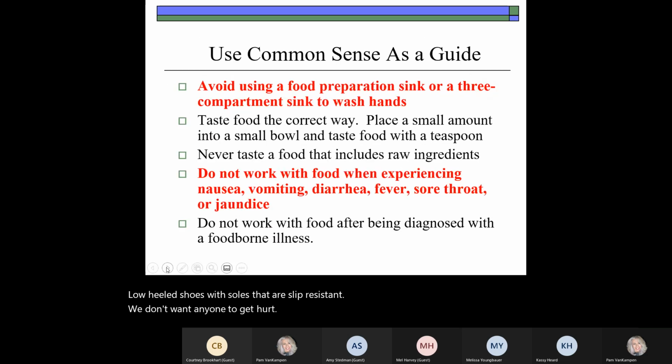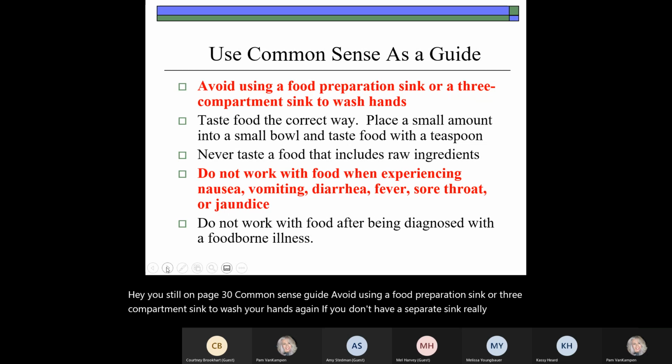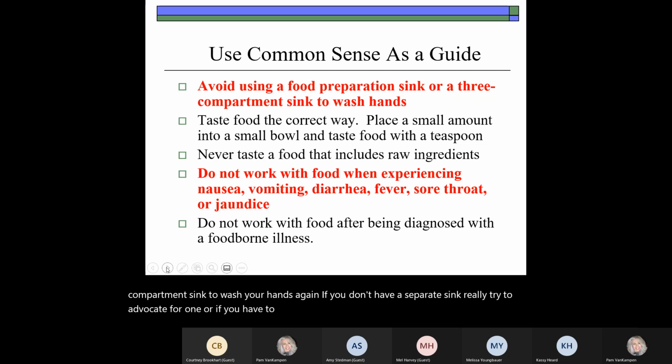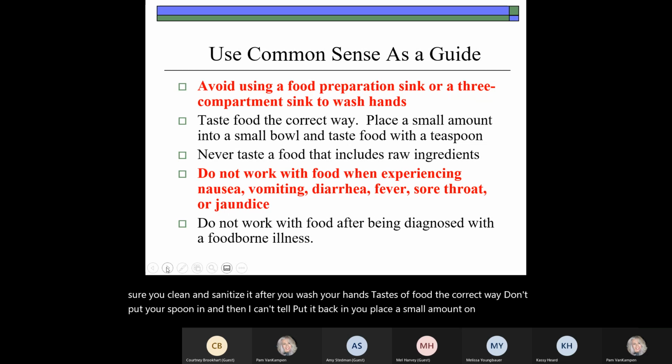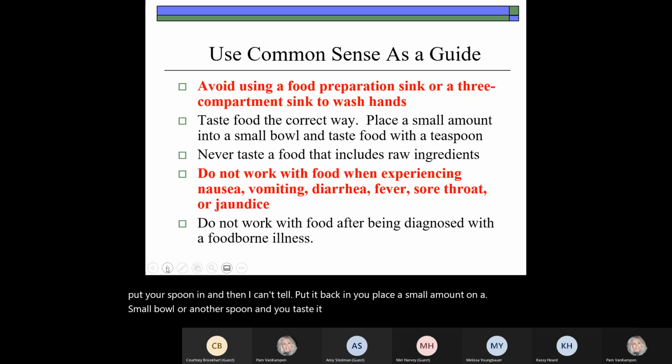Okay, still on page 30, common sense guide. Avoid using a food preparation sink or 3-compartment sink to wash your hands. Again, if you don't have a separate sink, really try to advocate for one, or if you only have one sink and have to wash your hands there, make sure you clean and sanitize it after you wash your hands. Taste the food the correct way. Don't put your spoon in and then put it back in. You place a small amount in a small bowl or another spoon and you taste it that way. Never taste a food that includes raw ingredients.